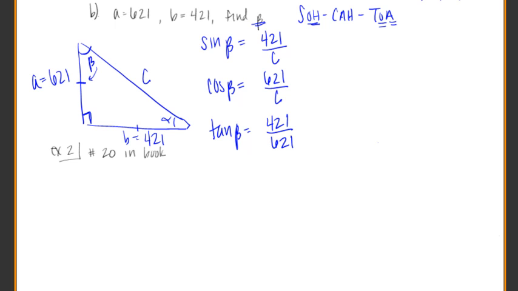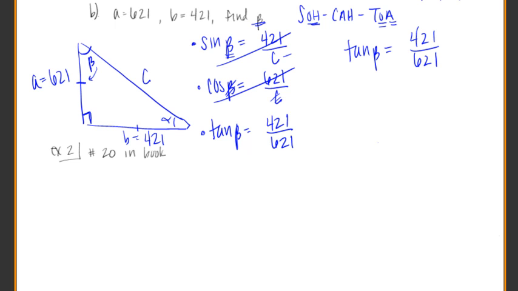So if I go back through these 3 different options, in the first option, I don't know beta and I don't know C, so I'm going to mark that one off. If I go to the second option, I don't know beta and I don't know C, so I'm going to mark that one off. If I go to this third option, the only thing I don't know is beta, and that's what we're asked to find. So we're definitely going to go with tangent. So tangent of beta is 421 over 621.